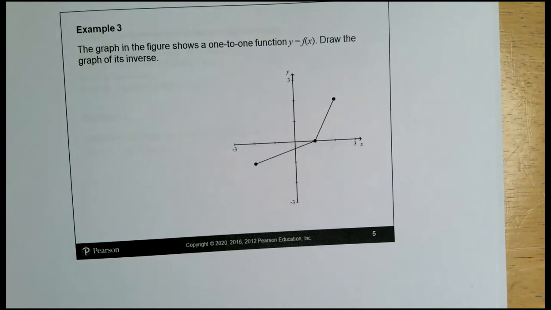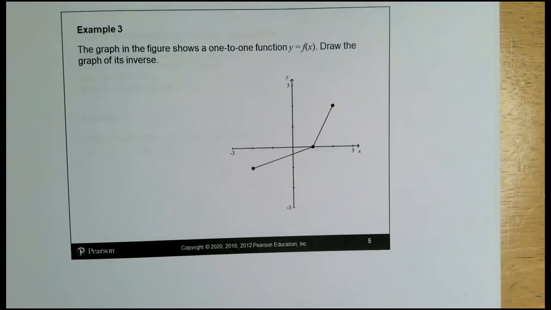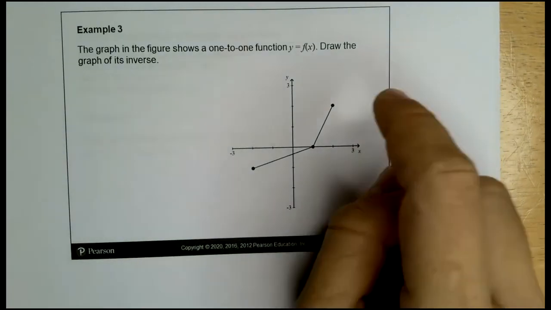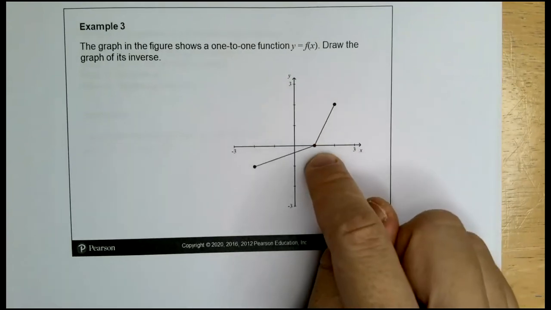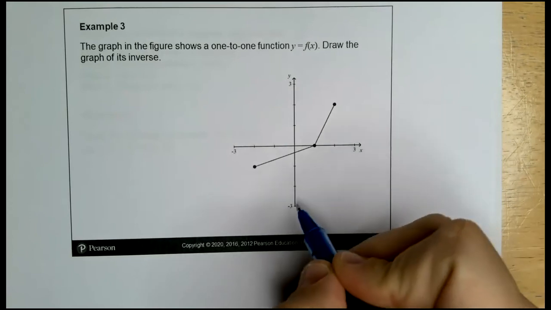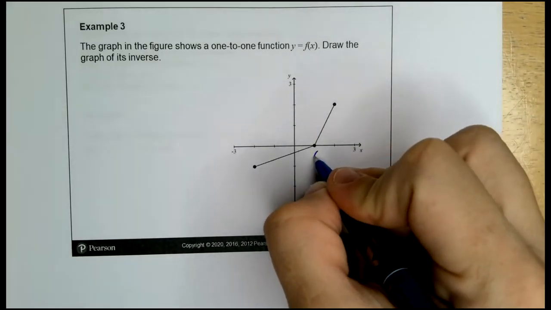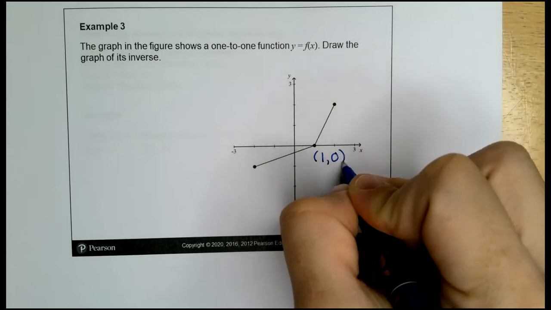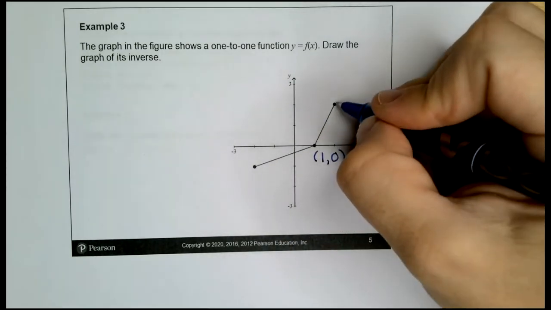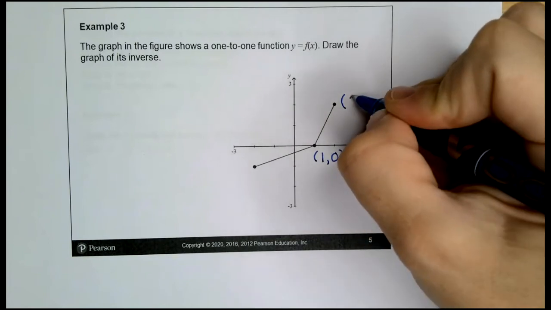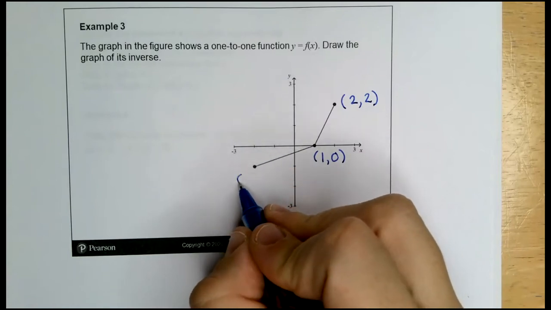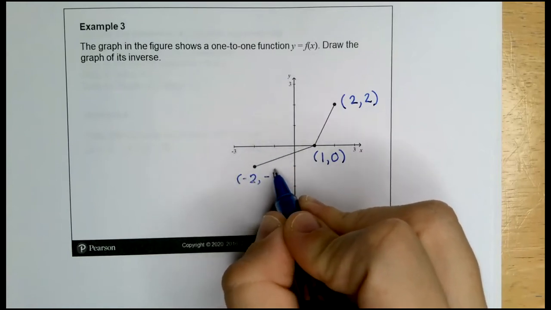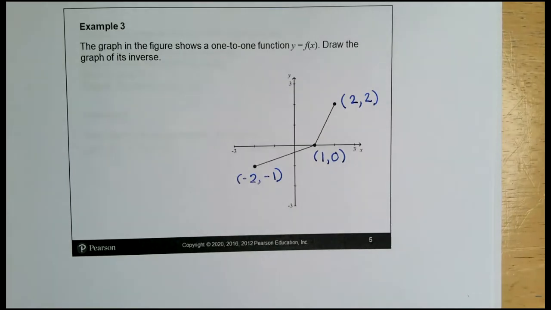So it says the graph in the figure shows a one-to-one function y equals f of x. We don't know what it is, but we know it's one-to-one. It passes the horizontal line test, and we need to draw the graph of its inverse. Here it's easier to see the points because they give us this is 3, this is negative 3. So this point is (1, 0), this point would be (2, 2), and this point would be (-2, -1). So we found the 3 points.